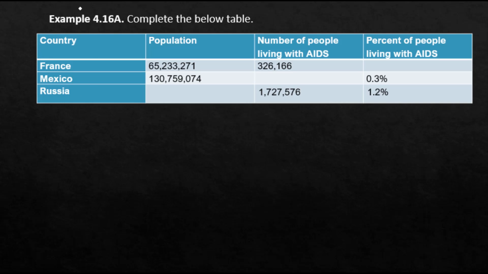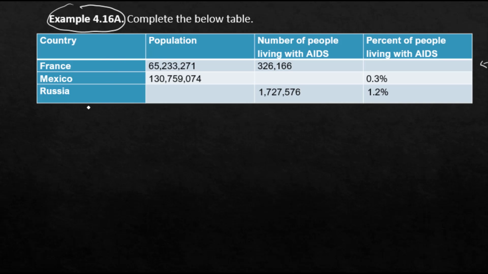So here's our first look at this section, and here's our first example in 4.4. And we really have three different things to fill in here. First, let's see what we have. We have three different countries, France, Mexico, and Russia. We have the population of two of these countries. We have the number of people living with AIDS for two of these countries. And we have the percent of people living with AIDS for two of these countries. So we want to fill in this one first, which is right here.